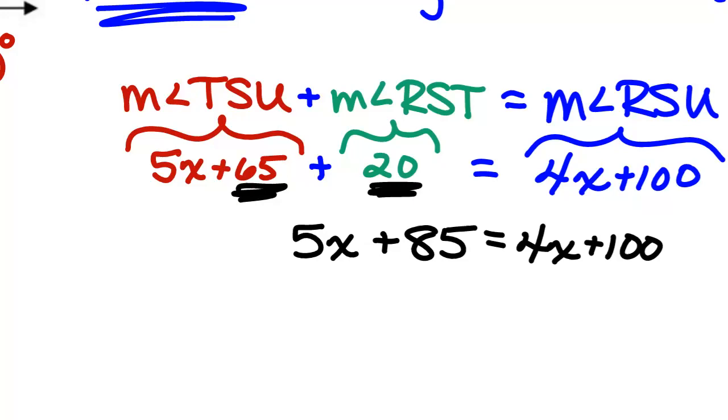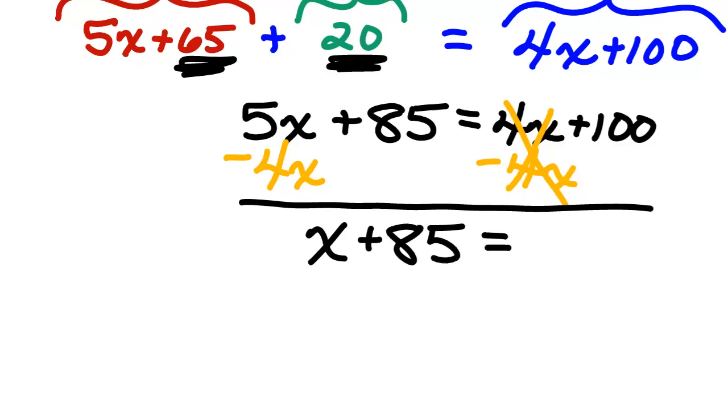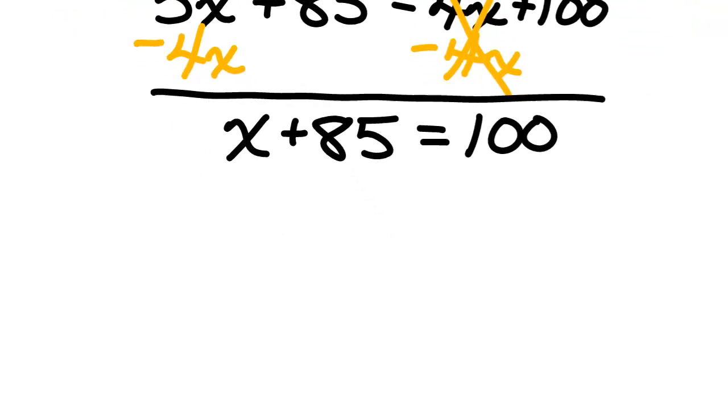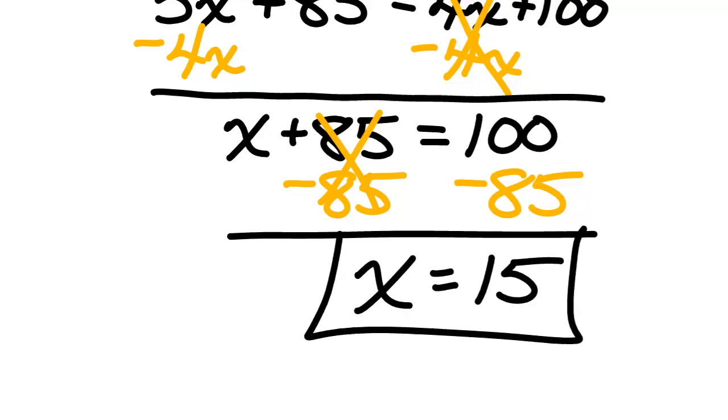Are my x's all grouped on one side together? No, I need to get them there. How do I do that? Subtract 4x from both sides. What is 5x minus 4x? 1x. So I can write that down as just x. X plus 85 equals 100. What else do I need to do to isolate x? Subtract 85 from both sides. And so x equals what? 15.